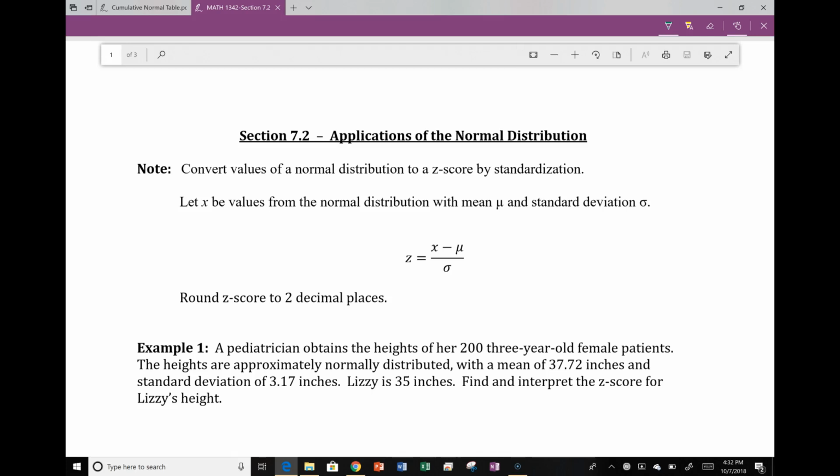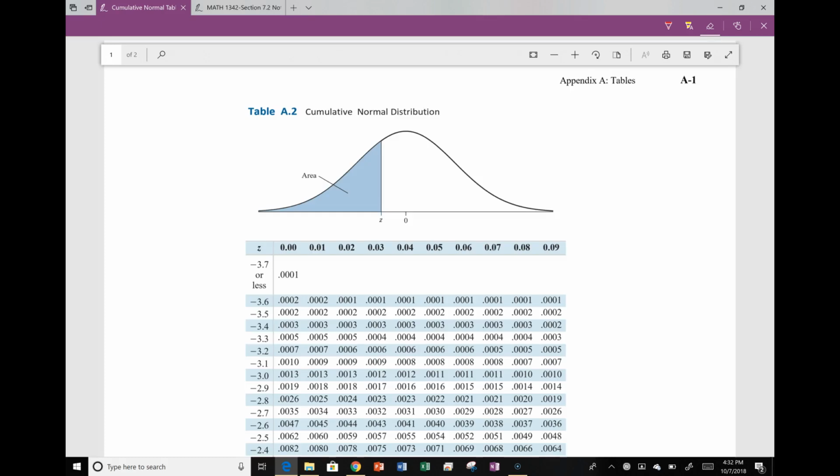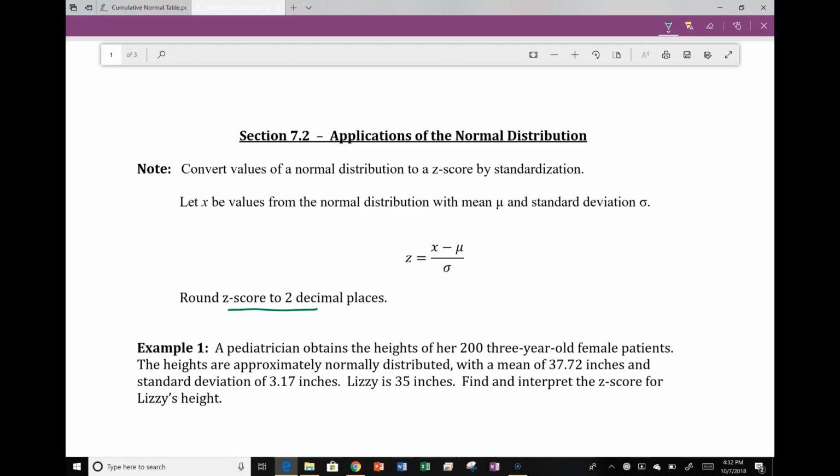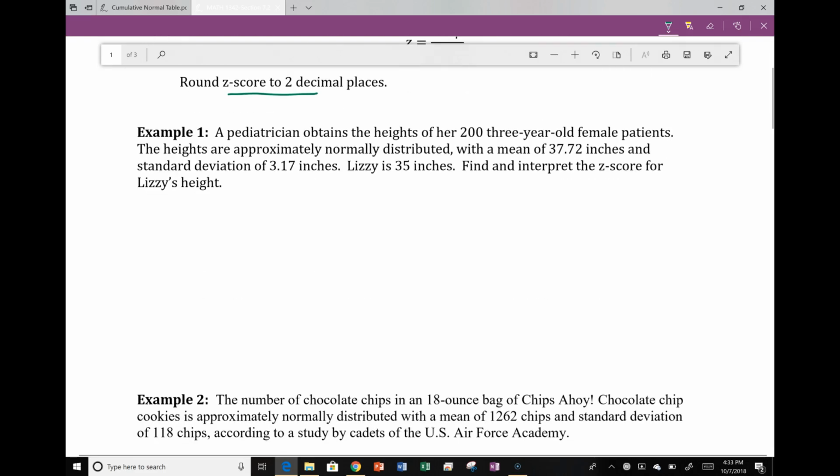If you recall, z is equal to the value minus its mean divided by the standard deviation. We want to round z-scores to 2 decimal places because recall on our standard normal curve we have 1 decimal place here and the second decimal place here. It's very arbitrary as to why we round to 2 decimal places. The biggest thing is that's as accurate as our table can be. Okay? So let's look at an example here.